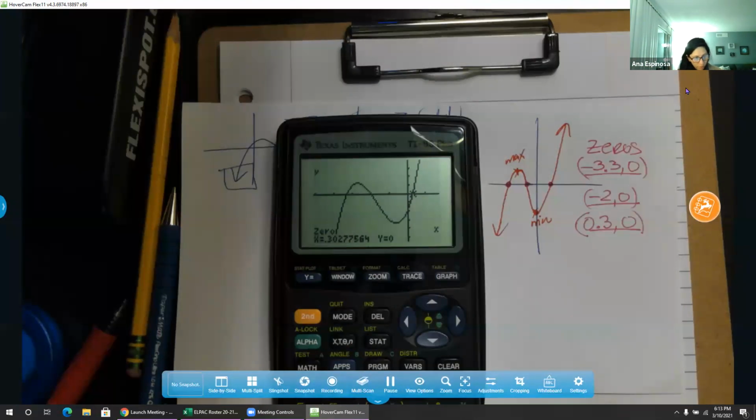Okay, 4.2 is a little more involved. And that's because these polynomials have all sorts of stuff to do with them, and knowing how to find their zeros algebraically is a bit rough. So let's check this out.